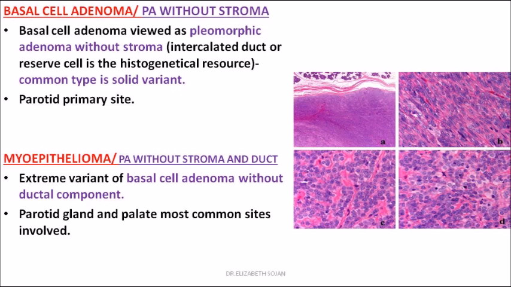Now the third type of tumor we are learning is myoepithelioma. As I told you, myoepithelial cells are the causative factor for myoepithelioma. It is pleomorphic adenoma without stroma and the ductal portion, that means basal cell adenoma without the ductal component.